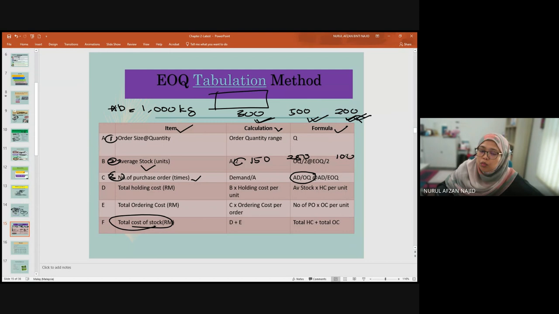Faham ke tak faham? Ada nak tanya? Contoh kalau 300 untuk number of purchase order dia akan jadi 1,000 bahagikan dengan 300. Ha, macam tu. 1,000 bahagikan dengan 500. Where did you get the figure of 1,000 from the question? Okay. Untuk 200, 1,000 bahagikan dengan 200. Something like that lah. Okay, you kena buat ketiga-tiga order size tu lah. Okay, ada soalan sampai kat situ?